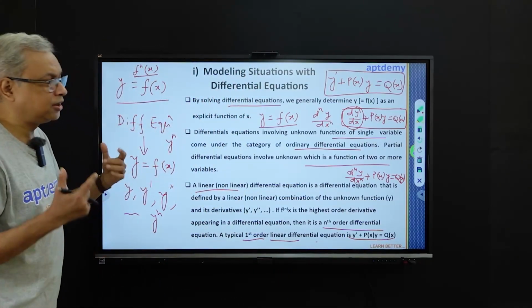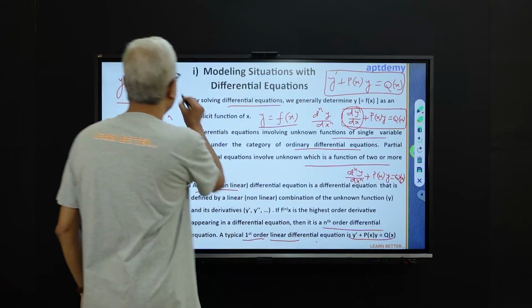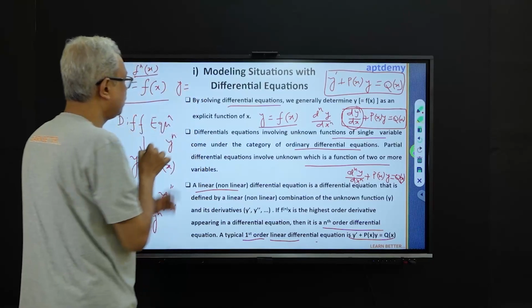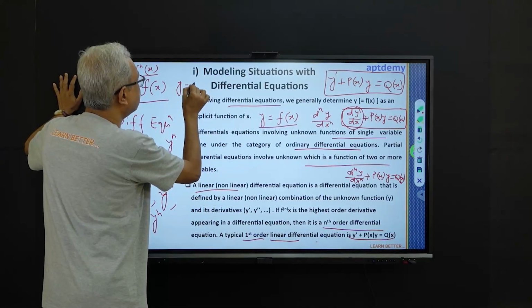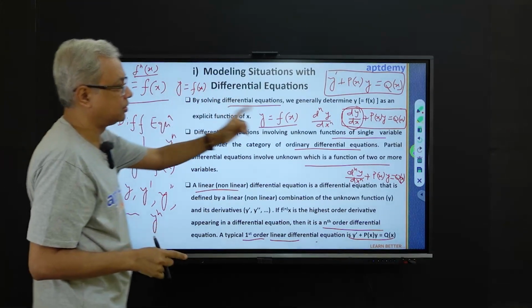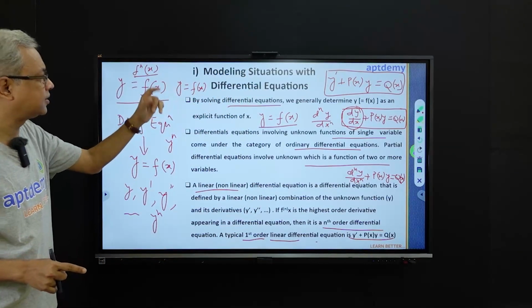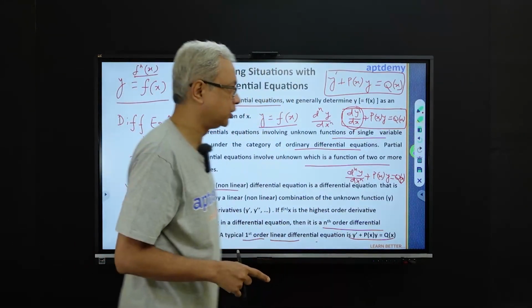Once a differential equation is given, our objective is to solve for y. That means find a solution of the differential equation. Finding a solution of a differential equation like this is to find an expression for y as a function of x which satisfies the given differential equation.